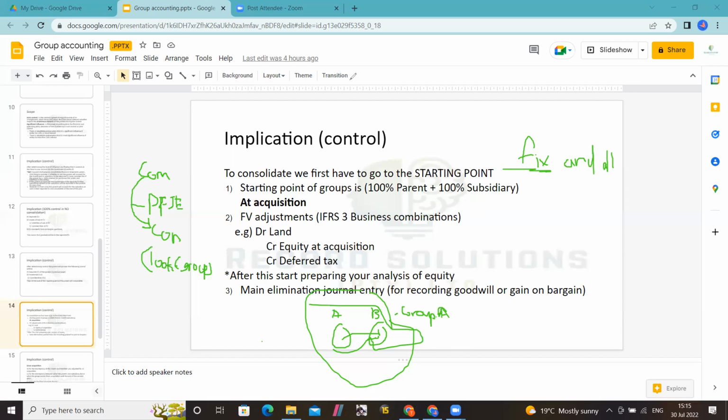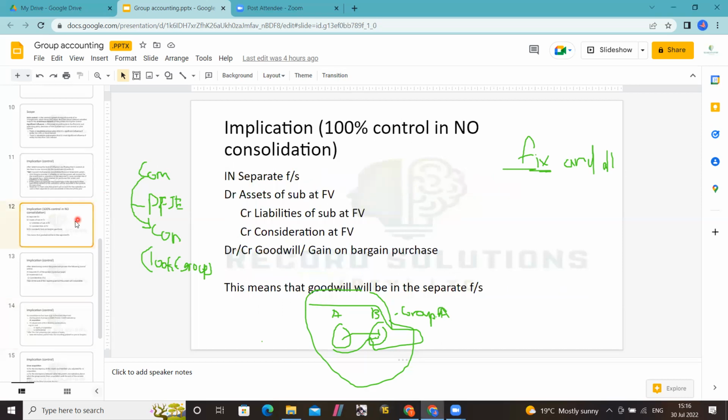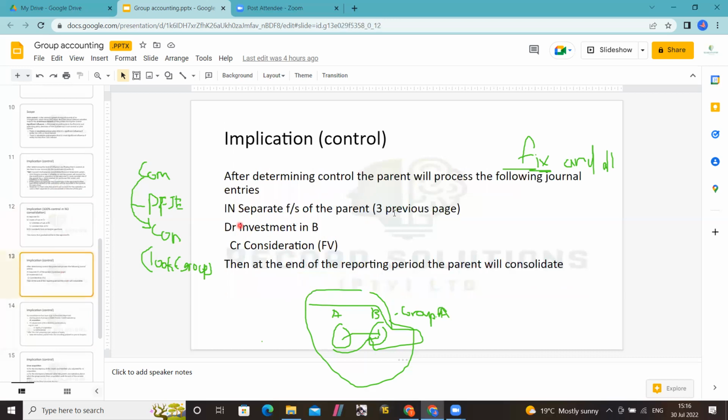Yeah, so it's very important. Now we're going to start with the consolidation process, right? The whole consolidation process. So where do we start when we start with this consolidation process? Now, it's very important to know, do not forget these journal entries, right?